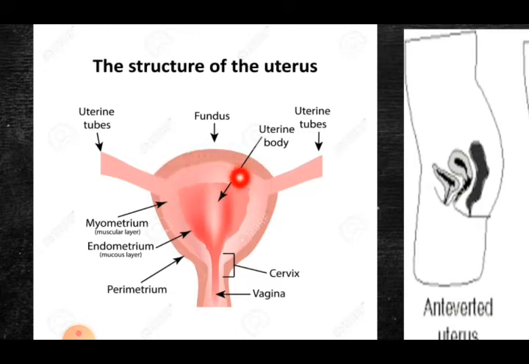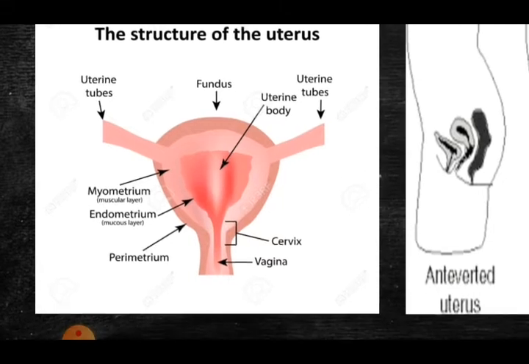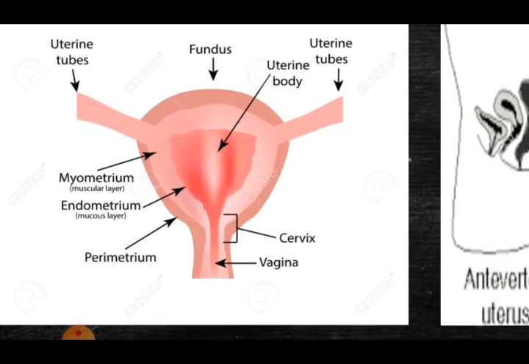This is the cervix. This opening here, the cervical opening into the uterus, is called the internal os, and this opening here, the cervical opening into the vagina, is called the external os that I was talking about, and this is the proximal end of the vagina.